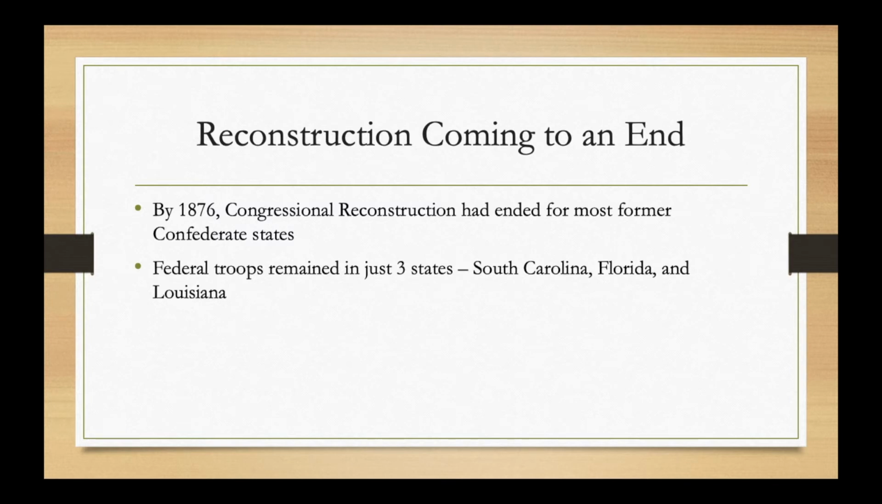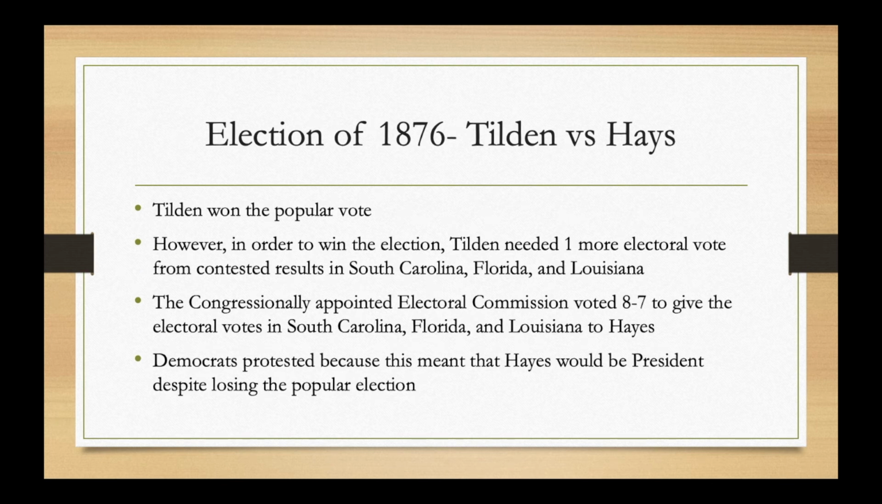So finally, by 1876, Reconstruction is coming to an end. Most of the former Confederate states, except for 3, which are South Carolina, Florida, and Louisiana, have rejoined the Union, and everything is looking up as far as getting everybody back into the Union is concerned. And then we have the election of 1876, which is Tilden versus Hayes. And this is kind of an interesting one, because Tilden wins the popular vote, but if you know anything about our electorate, we don't have a popular vote system, right? We have an electoral college system.